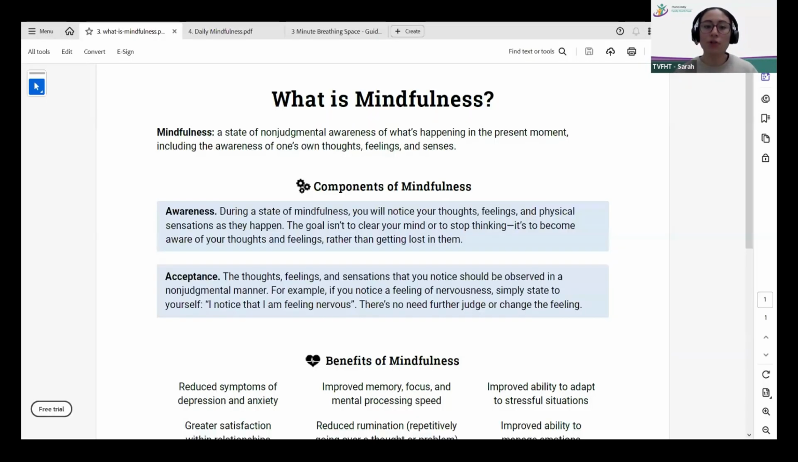So I'm just going to talk about the two main components of mindfulness, right? And these are awareness and acceptance. So number one, right, awareness. This is just noticing your thoughts, your feelings, maybe any physical sensations as they're happening in your body, noticing what's happening around you and within you. So the goal here is not to clear your mind of thinking. It's just to become aware of the many thoughts and feelings that are happening moment to moment rather than getting lost in them. So this is like the opposite of being on autopilot or forgetting how you got home if you're on autopilot.